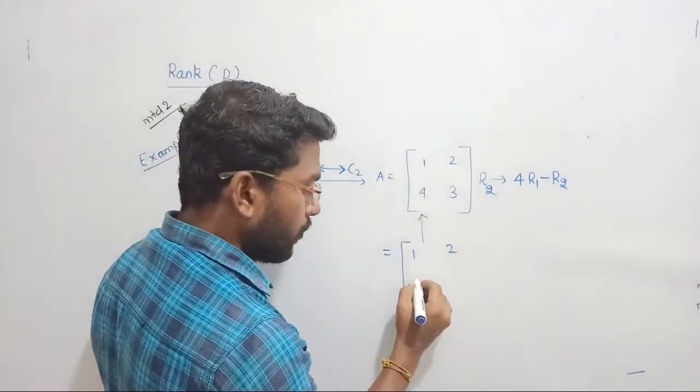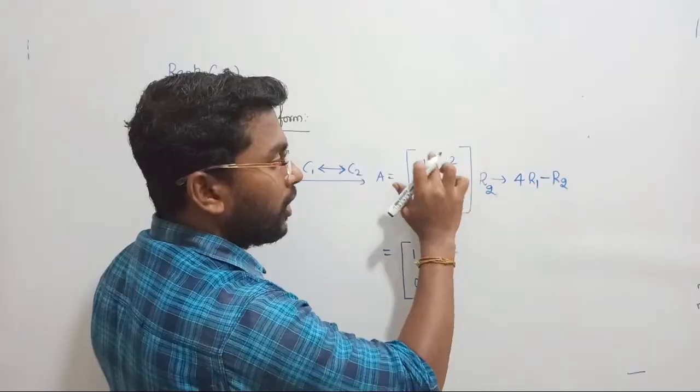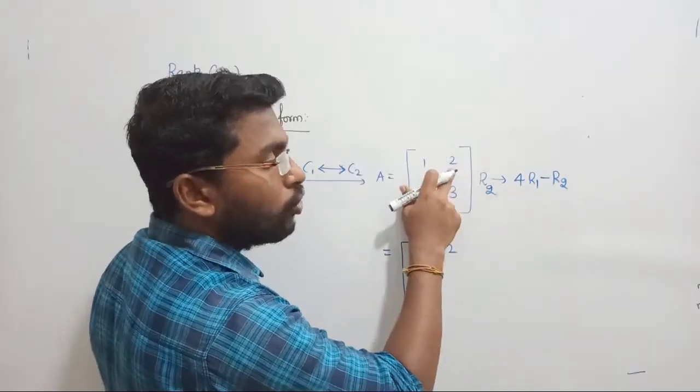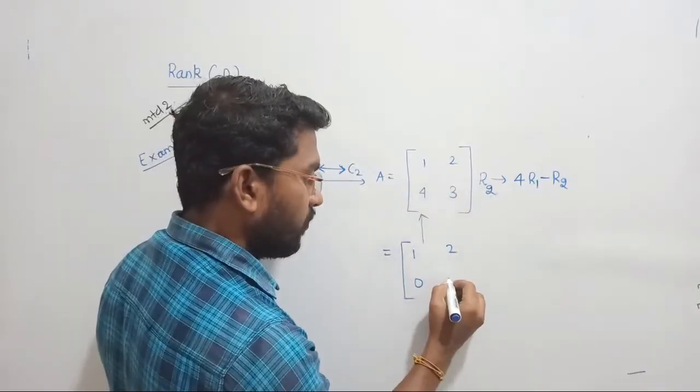4 minus 4 will give you 0. Similarly, the second one: 4 into the next value in the row, 4 into 2 will become 8. 8 minus, who is here, 3. So 8 minus 3 will give you 5.